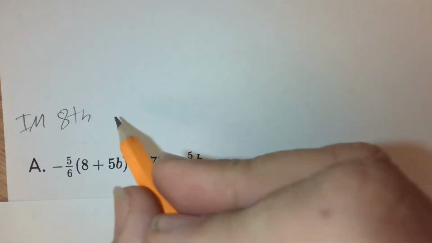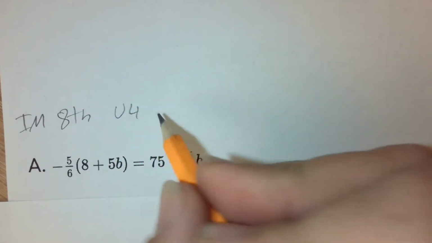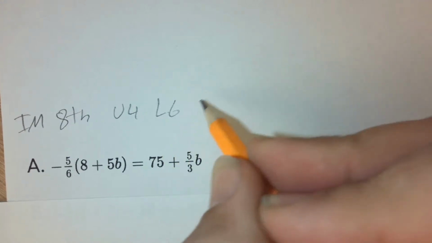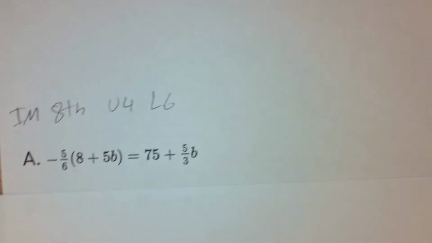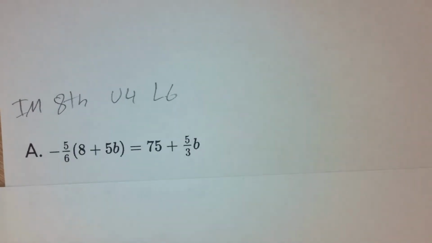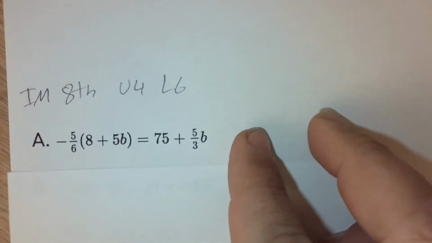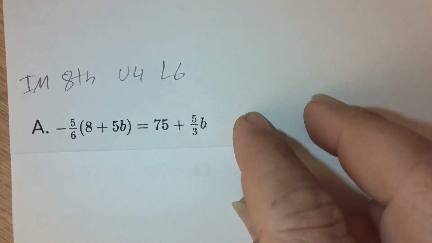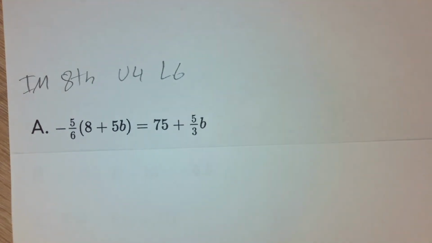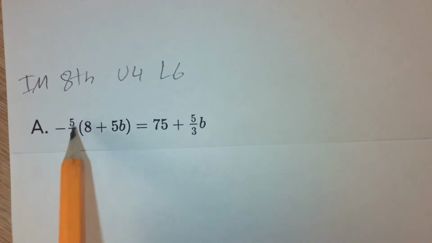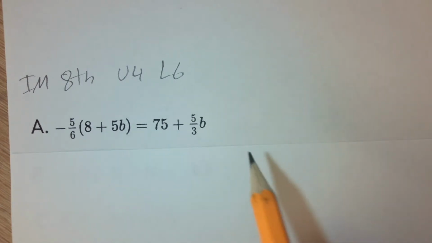I am doing an eighth grade Unit 4, Lesson 6, solving some linear equations with several steps. And I want to start with this one, letter A. And so the strategy is, how can we solve this equation? Notice you have fractions on each side. And so there's different ways to go about this.